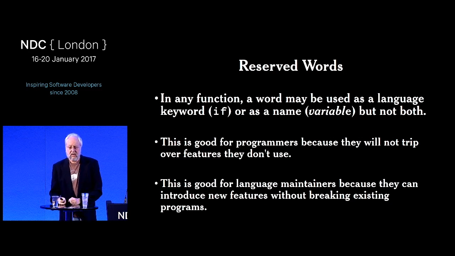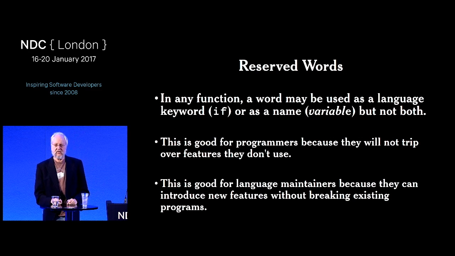So this is good for programmers because you won't trip over features you don't use. If you're not aware that double, for example, is a reserved word, doesn't matter. And it's good for language maintainers because they can introduce new features without breaking existing programs. Existing programs will be using the new feature already as a variable. They're not going to be using the new feature. Nothing breaks.